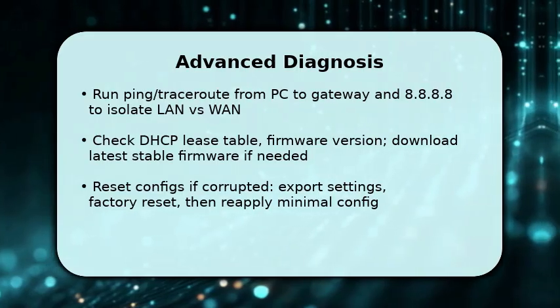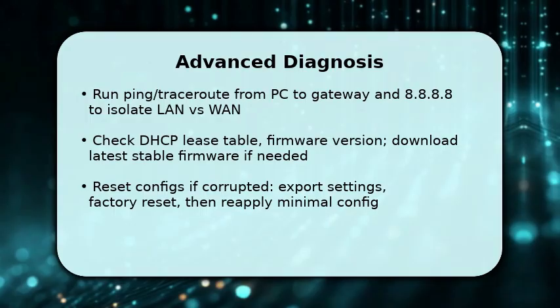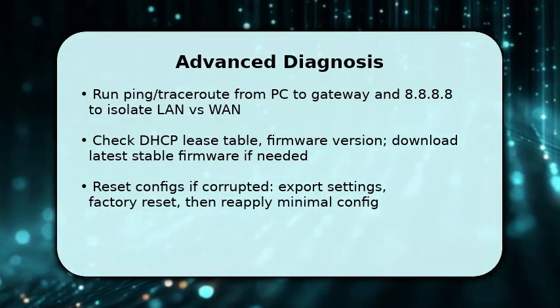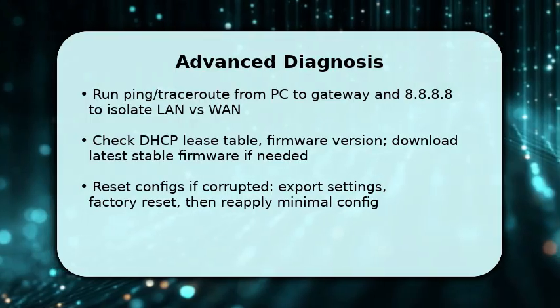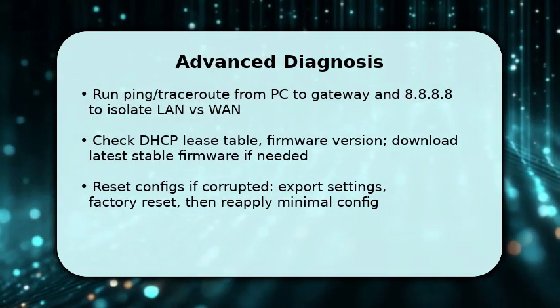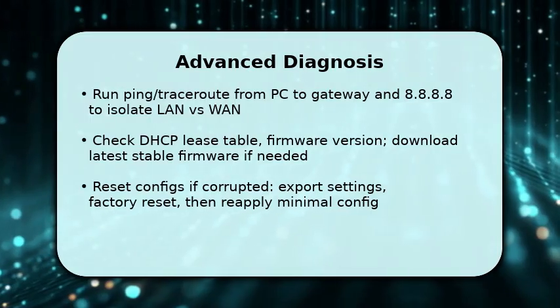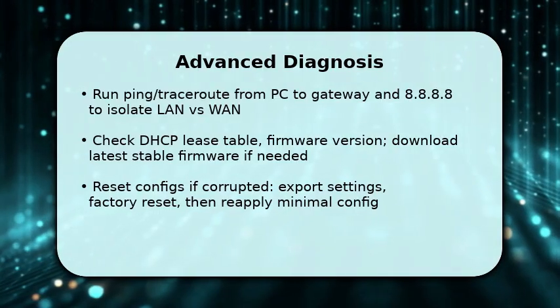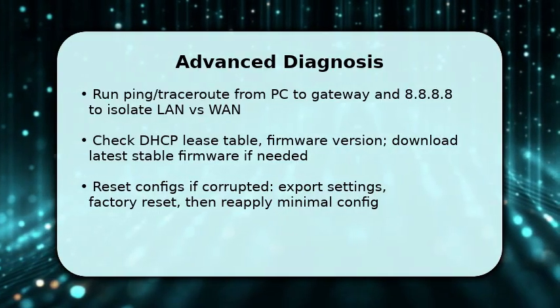Log into the admin UI and inspect the DHCP leases, routing table, and firmware version. Outdated firmware often causes instability. If settings look corrupted, export the current config for backup, perform a factory reset, and reapply only essential settings. Make sure to use Ethernet during firmware updates to avoid bricking and to document changes you make.